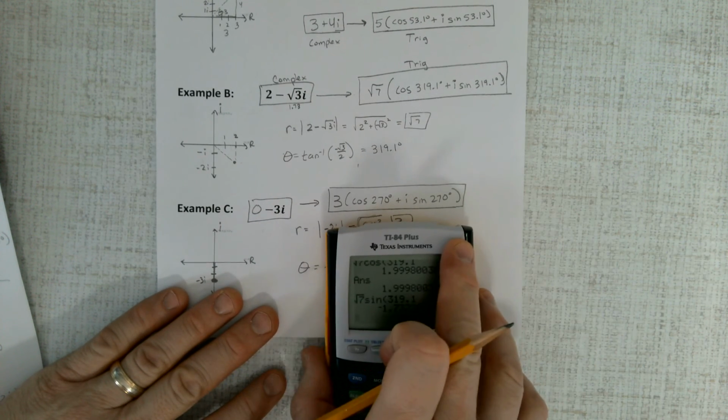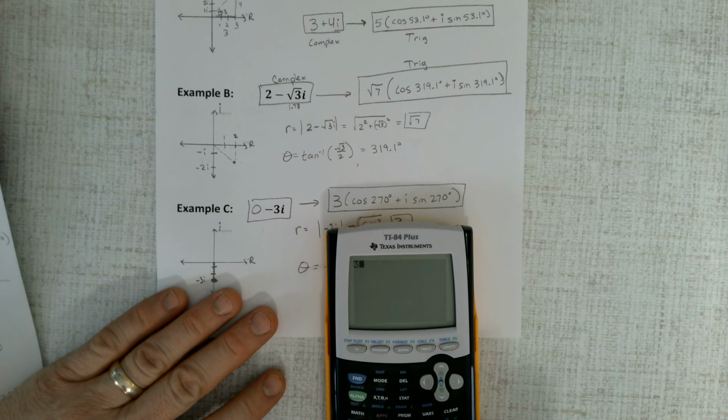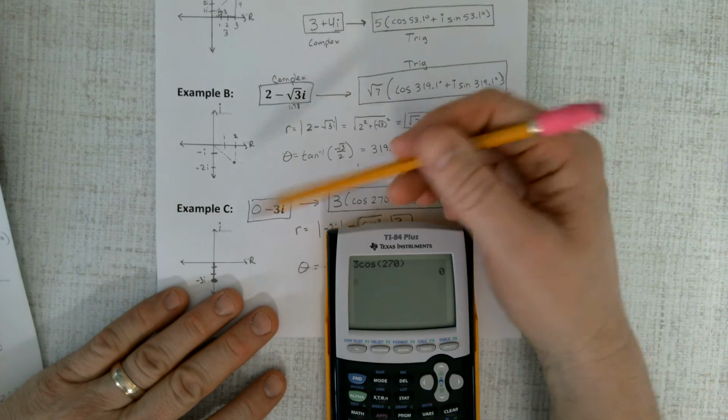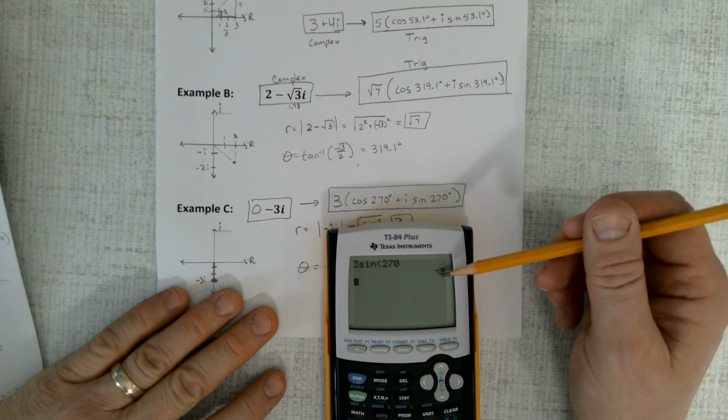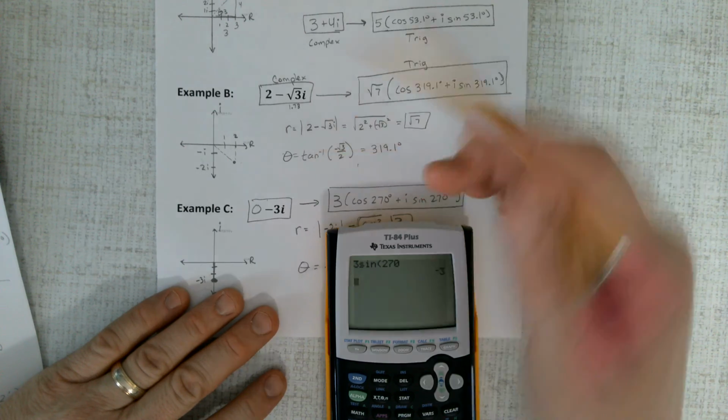And always check it. Ready? 3 cosine of 270. Well, that's 0, because it should be 0. Alright, 3 sine of 270. Well, that's negative 3. Negative 3.